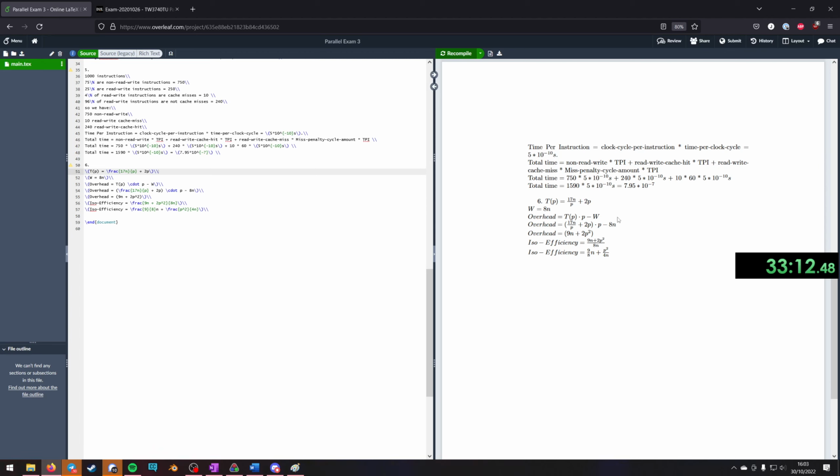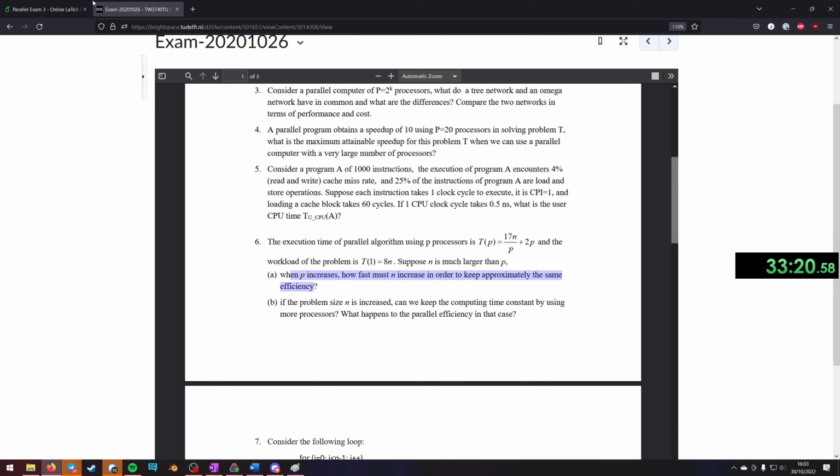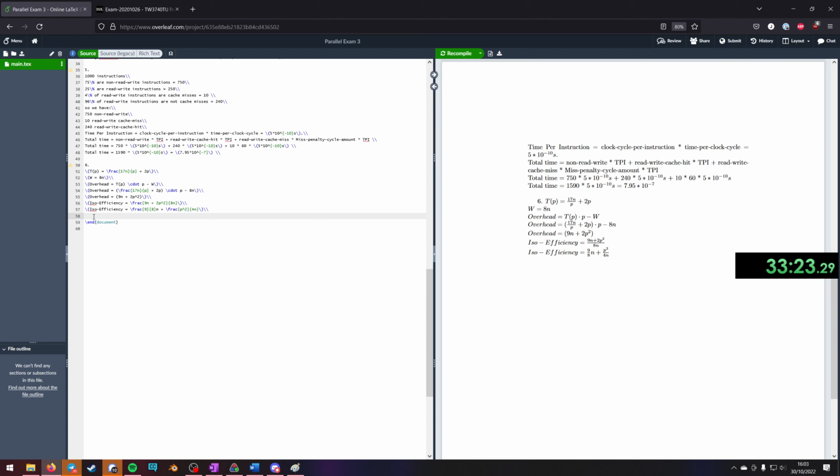$17 times A, yeah, that makes sense, and that's 9 over 8n plus p. Okay. So if n increases, or if p increases, how fast must n increase? Say p goes up by a factor of 2, n has to go up by a factor of 2 squared. So if p goes up by a factor of a, n has to go up by a factor of a squared.